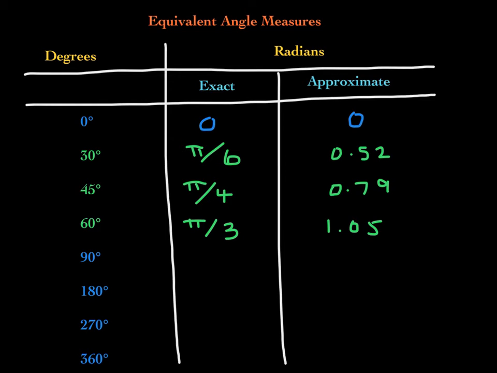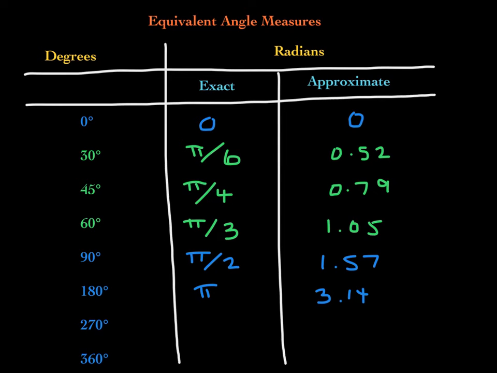90 degrees is exactly equal to pi over 2. And that is about 1.57 radians. Please notice that pi over 2, which is 90 degrees, is about 1.57 radians. So about 1.5, maybe about 1.6 radians. Okay, that's very important. 180 degrees is exactly equal to pi, right? And pi is about 3.14. Okay, 180 degrees is about 3.14 radians.